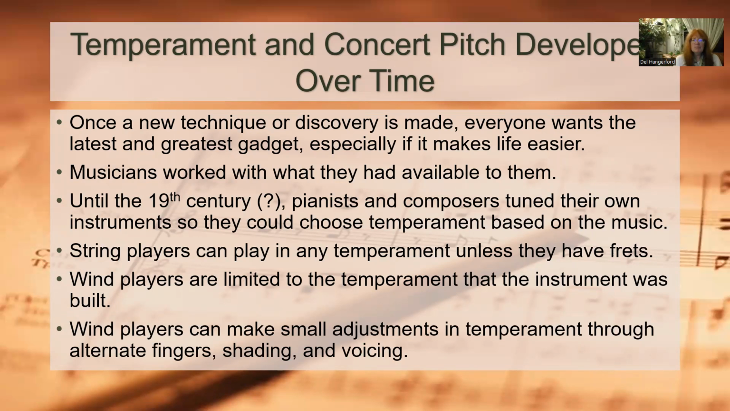Wind instruments can make small adjustments in temperament through alternate fingerings and shading, using your fingers, especially on clarinet, flute, and saxophone, instruments that have keys and holes. Voicing is where you're using the inside of your mouth. Changing the inside of the mouth can also change the tone color, and it can change the pitch. Embouchure, that's adjusting your lips, can also help change pitch. So wind players, we have the ability to go outside equal temperament and adjust as we go.